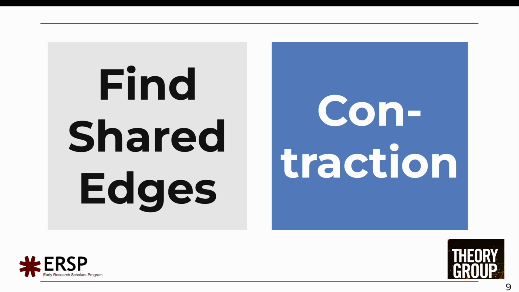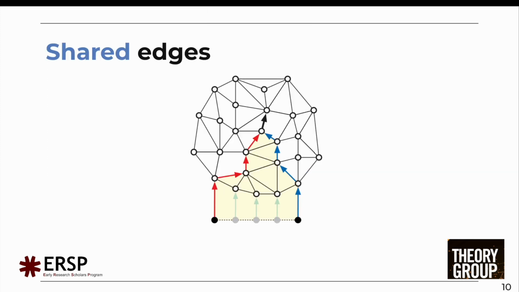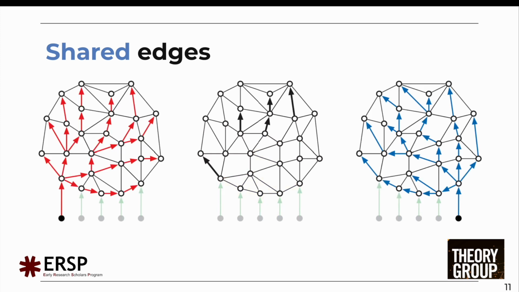After computing our shortest path trees, we proceed to two main steps: finding the shared edges between these trees and contracting these edges. Suppose we have two shortest paths represented by the red and the blue line. The black arrow is the edge that is shared by these two paths. This edge will also be present in all the shortest paths rooted at these green vertices in the interval. We can find multiple shared edges between these shortest paths and save them to further reduce the search space.